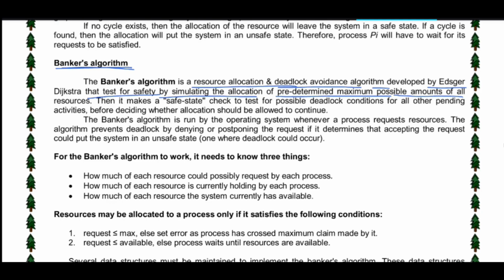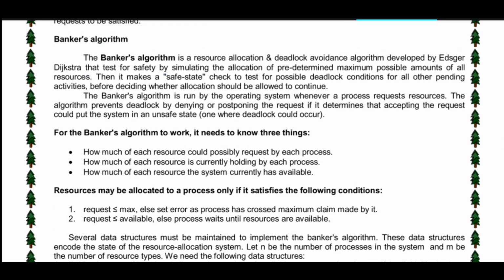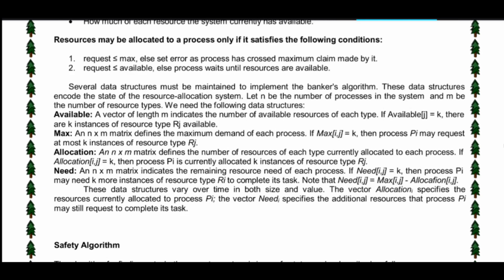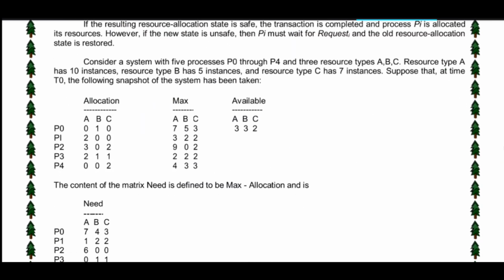Okay, this is our Banker's algorithm. It means we take some matrices and store the details of the processes: how many resources are allocated to each process, how many resources each process needs, and how many resources are available at the same time. Okay, let's move to an example.